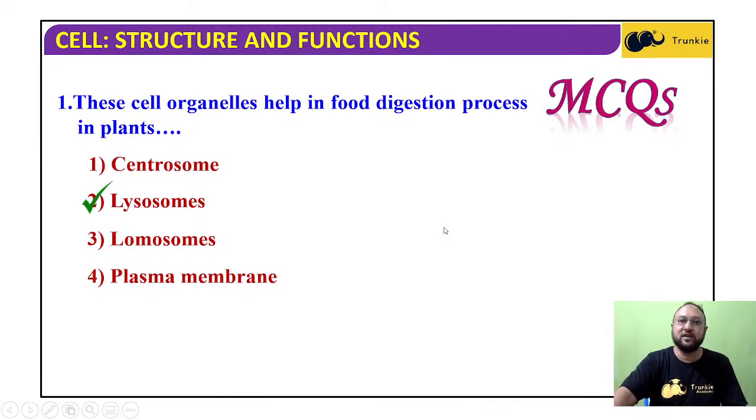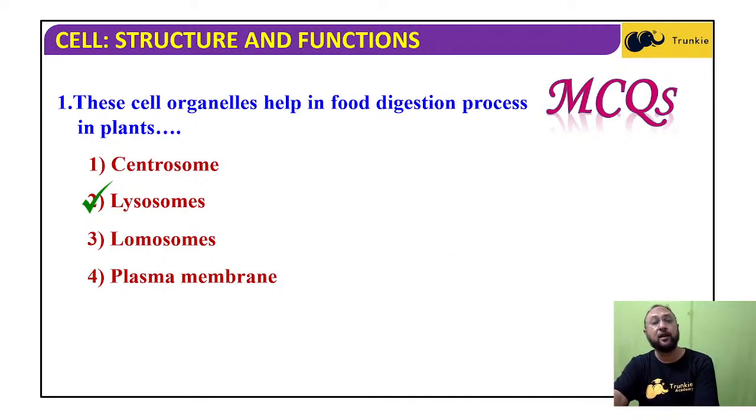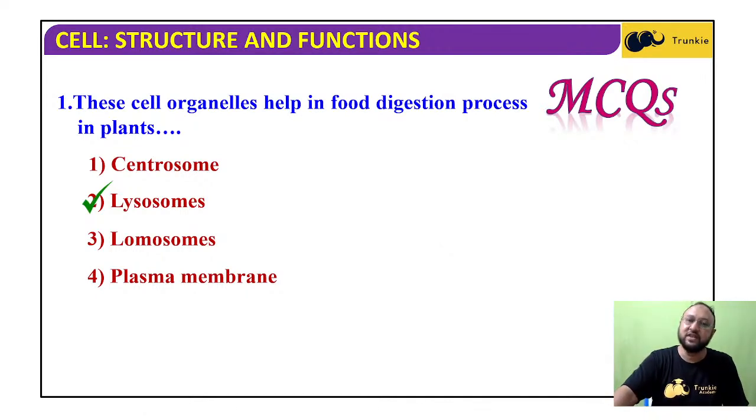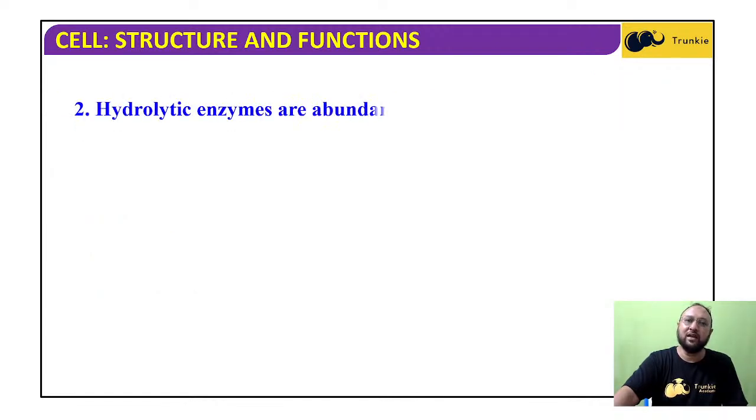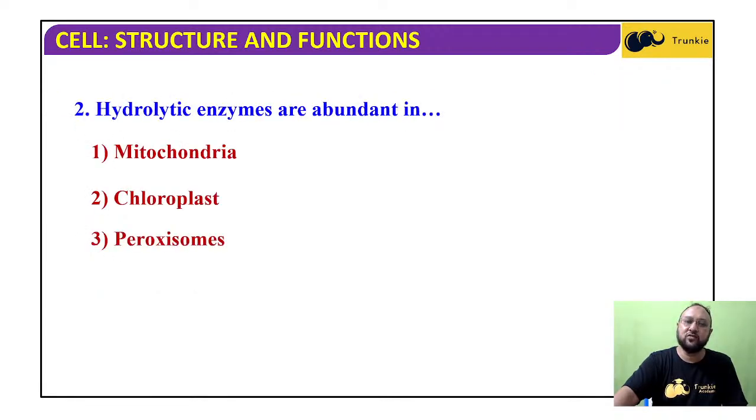So lysosomes are for digestion. Food digestion means there is lipid, there are nucleic acids, there is carbohydrate. In that way, you might think it's a food digestion process, but here it is required to destroy or clear up or digest the cell. Okay, now hydrolytic enzymes are abundant in lysosomes.